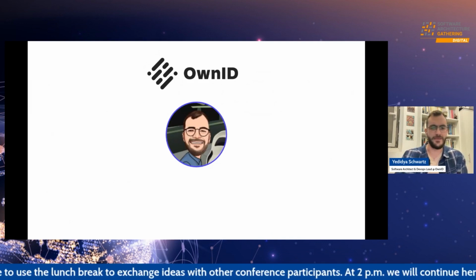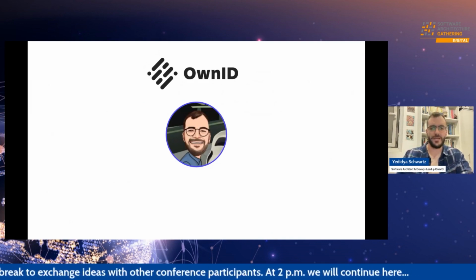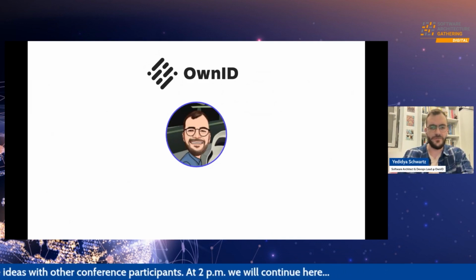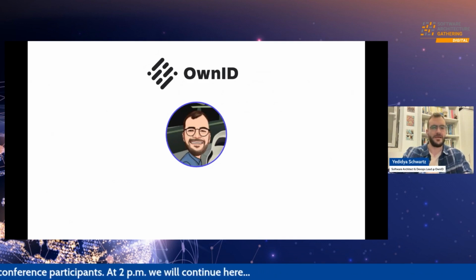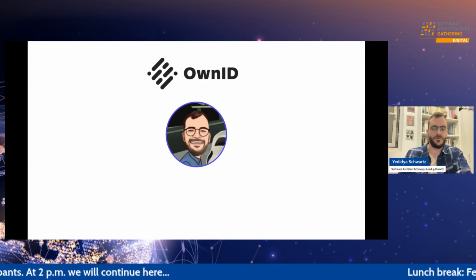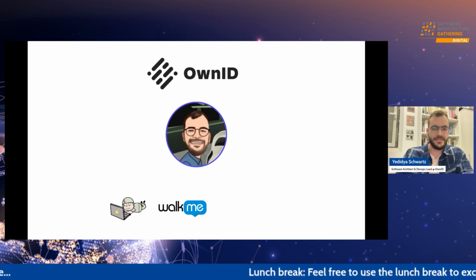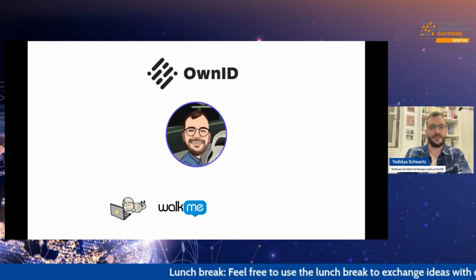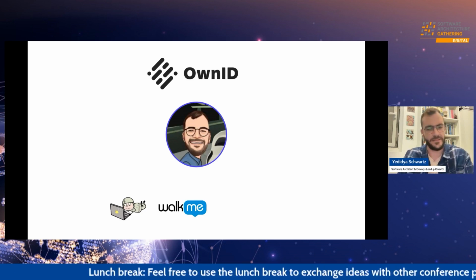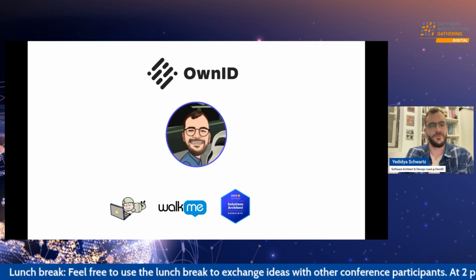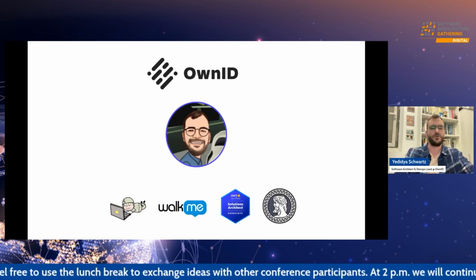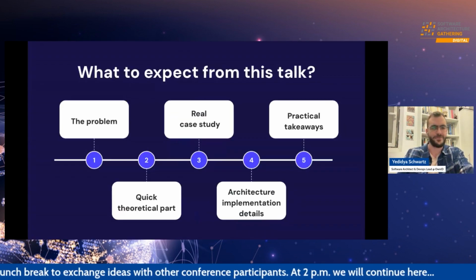So at OwnID, I am leading the infrastructure domain, designing and implementing new features, dealing with observability, performance, production health, etc. Before my current role, I was a tech lead at WalkMe and the commander in the IDF Army Intelligence. I'm a certified AWS solution architect, and I'm holding philosophy BA and MA degrees.